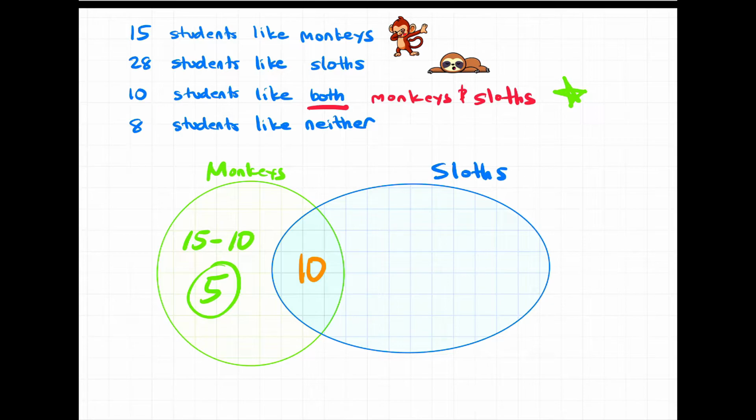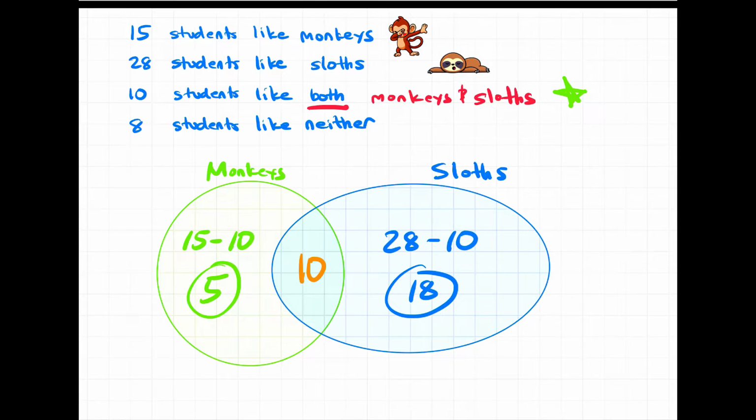So we would do the same type of calculation for sloths. So we know that 10 people like both, that means 10 people like sloths. 28 students altogether like sloths. So this one is going to be 28 minus those 10, which is going to leave us with 18. So 18 like only sloths, but 28 like the sloths.